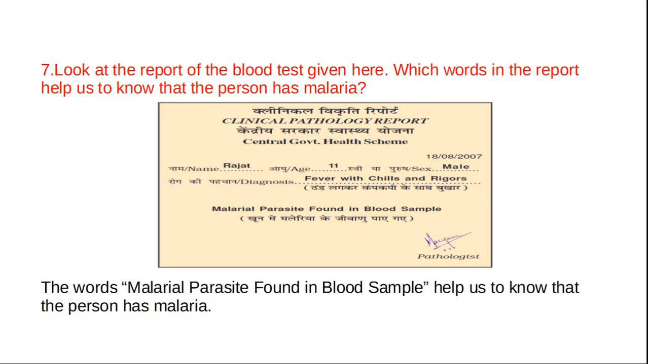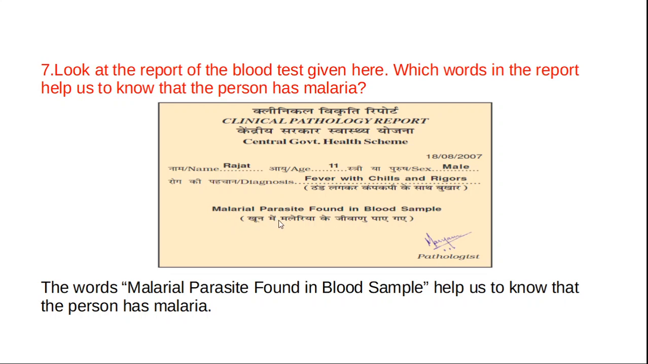Now, see seventh one. Look at the report of the blood test given here. Which words in the report help us to know that the person has malaria? Here we have observed this. What are the words? The words malaria parasite. The words malaria parasite found in blood sample help us to know that the person has malaria.